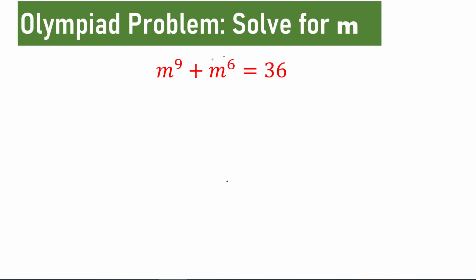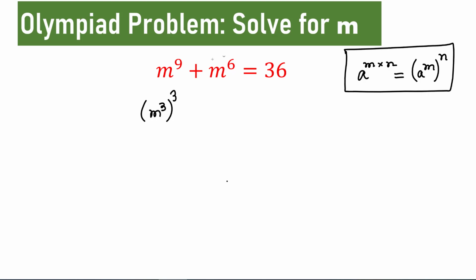So in this problem we have to solve and we have to find the value of m. We can write m raised to the power 9 as m raised to the power 3, raised to the power 3. This we can write because we know a raised to the power m into n is the same as a raised to the power m and then whole power n. So this is the rule of exponent, and we are using this rule.